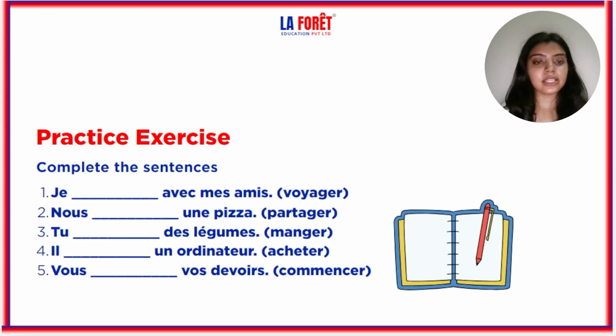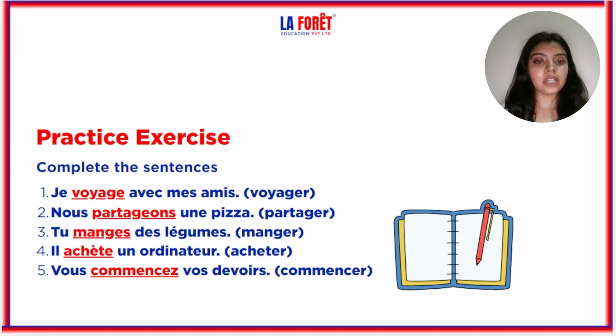Now, this is the last exercise. Let's do it also quickly. Let's see the answers now. So it will be je voyage avec mes amis. Now with je we use e, so we will be cutting er, then we will be adding e. So it will be je voyage. Next is nous partageons une pizza.